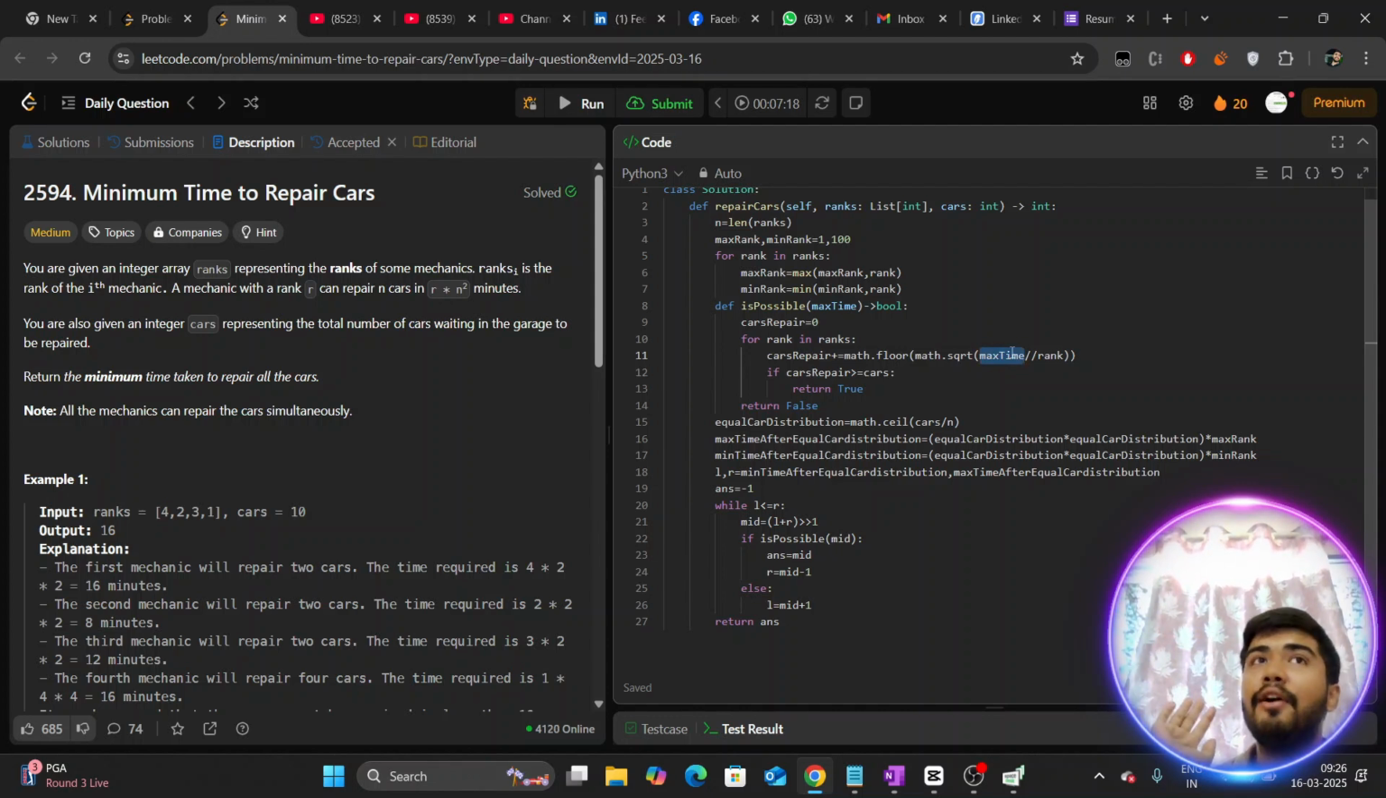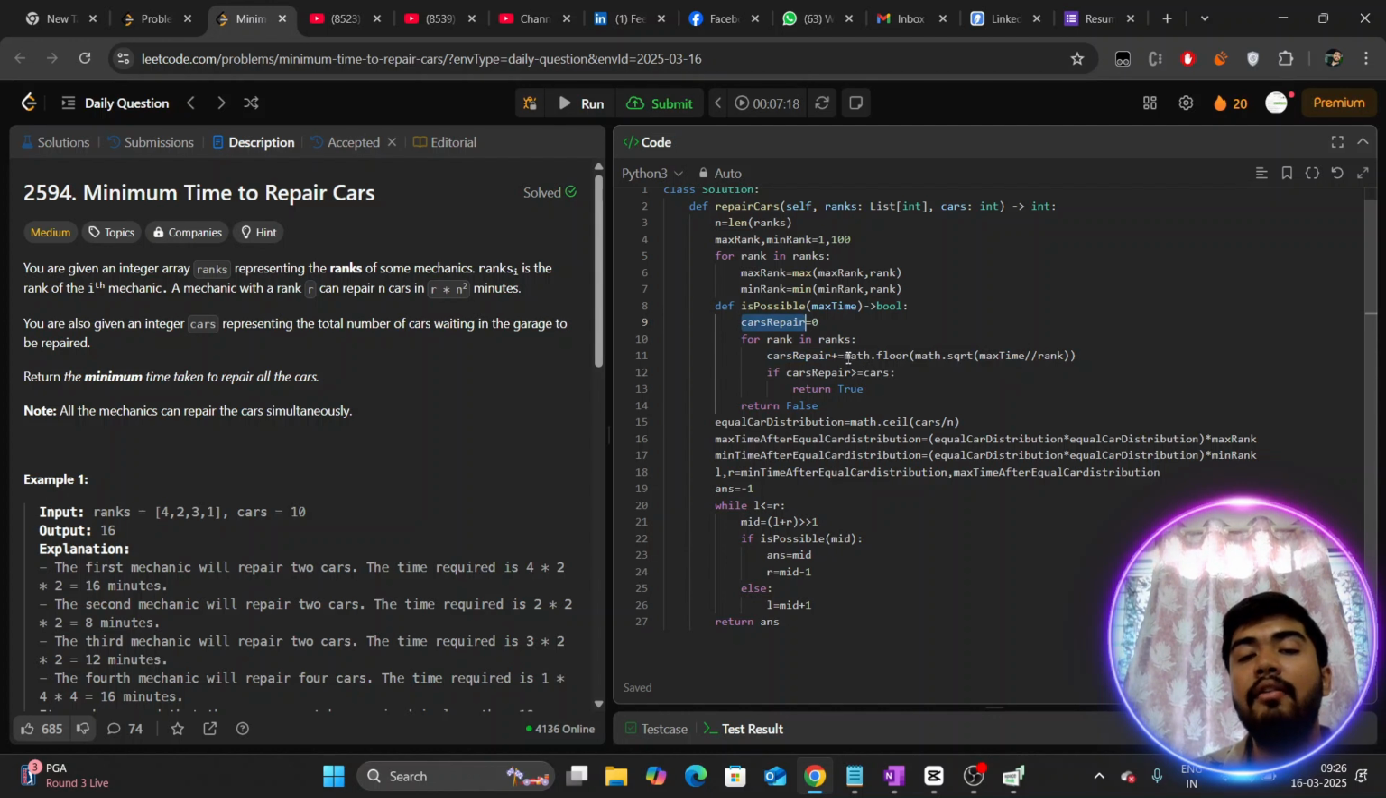So I am giving him 3 cars altogether, because I know he has the capability of repairing 3.7 cars within our max time frame. So I am very sure that by giving him 3 cars, he is able to repair them within the max time frame. And that is the cars repair variable we are updating. This particular mechanic is able to repair this many cars, and I am updating our cars repair variable, which tracks how many cars we have been able to repair till now.